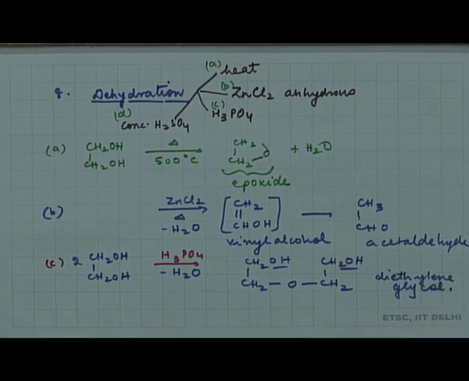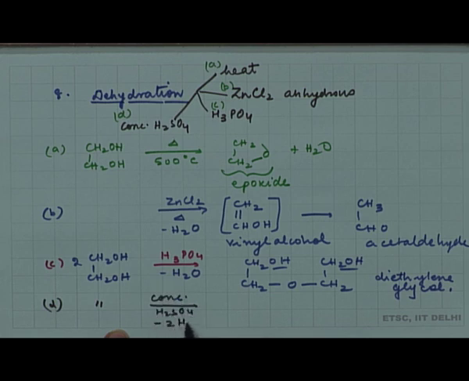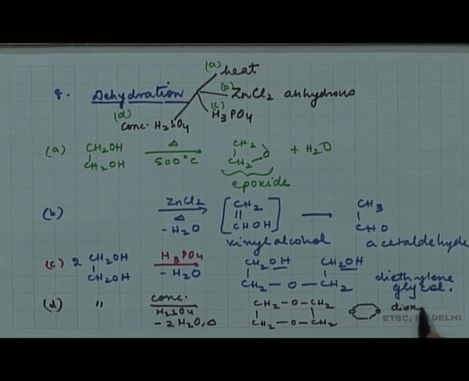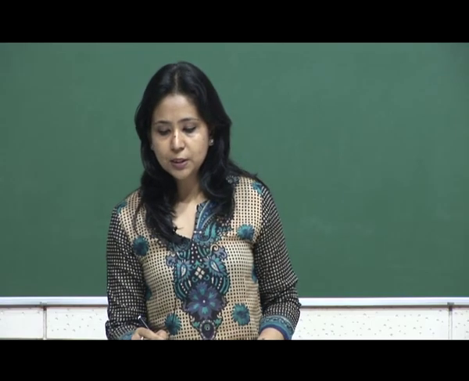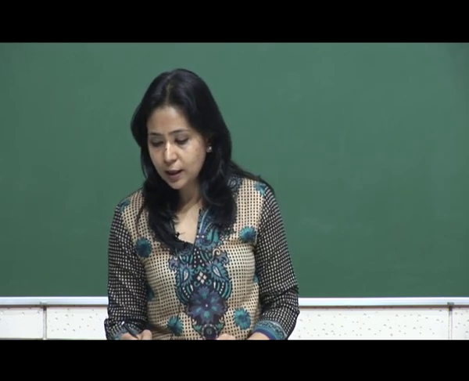And the last one in this series, if you start again with 2 moles of this and you treat it with concentrated sulfuric acid, it undergoes now loss of 2 molecules of water instead of 1 as was happening with phosphoric acid, and in this case the product which you get by the loss of 2 molecules of water is this cyclic ether, which is called dioxane. It is a popular solvent used in organic synthesis. So, this is what happens when we carry out dehydration under different conditions. So, we get an epoxide, we get an aldehyde, we are getting a dioxane.